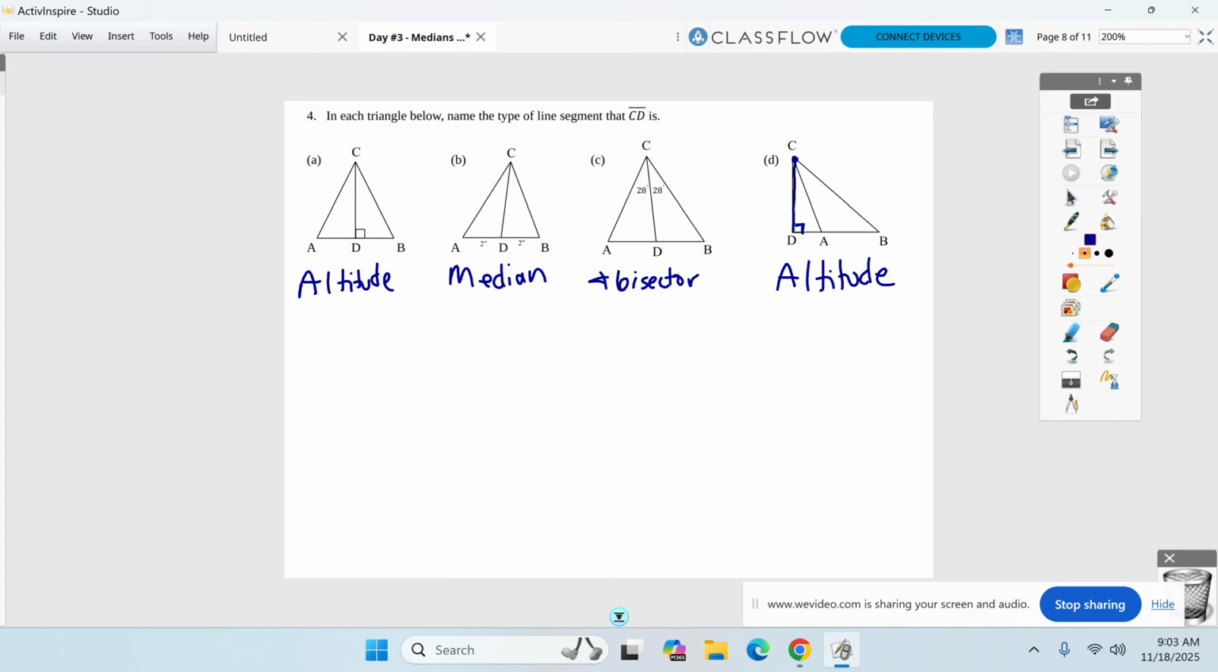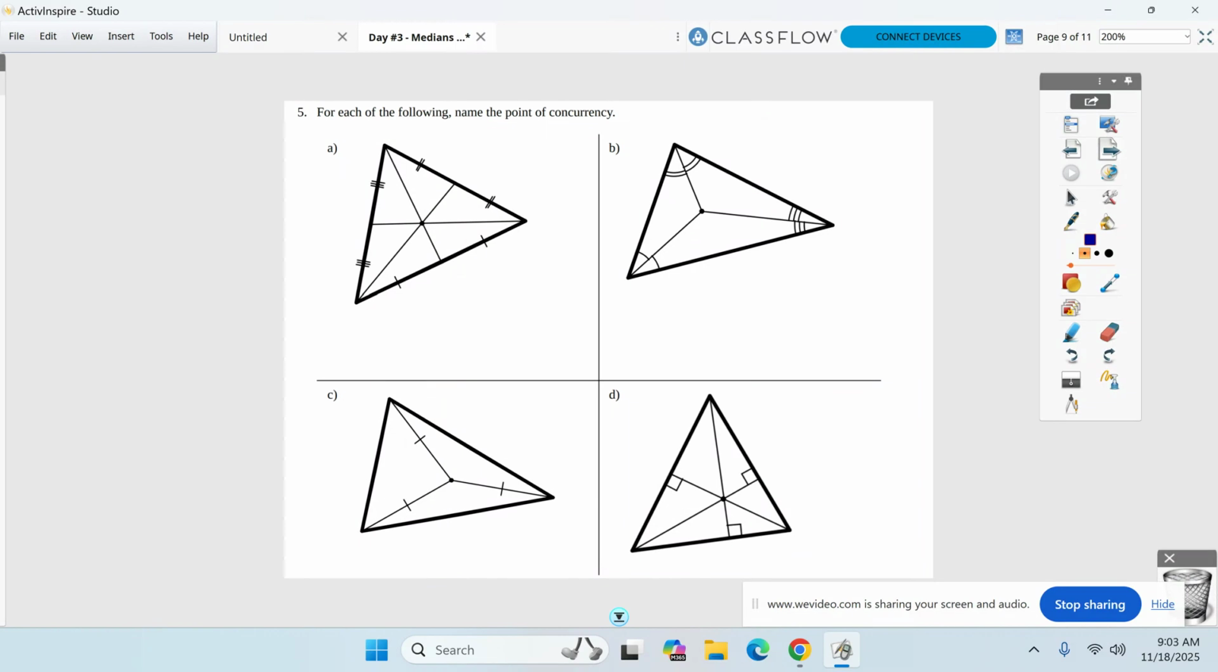Now you're going to go through a bunch of these, and you're going to tell me what the point of concurrency is. Is this diagram the circumcenter, the incenter, the orthocenter, or the centroid? So I'll go through the first one with you, part A, before I let you loose. Based on the markings, you got to know what all 3 lines are up there. So let's start there. Based on the markings in part A, what are all 3 of those line segments called?